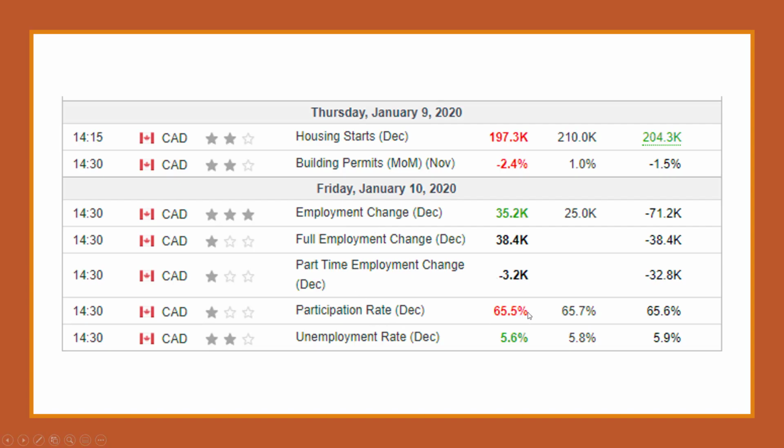Participation rate, that has come in a little bit lower than previously and a little bit lower than expected. So that might be a bit of a concern. The unemployment rate, that's come in better than expected. Previously, we were at 5.9, so we've improved a fair bit there.